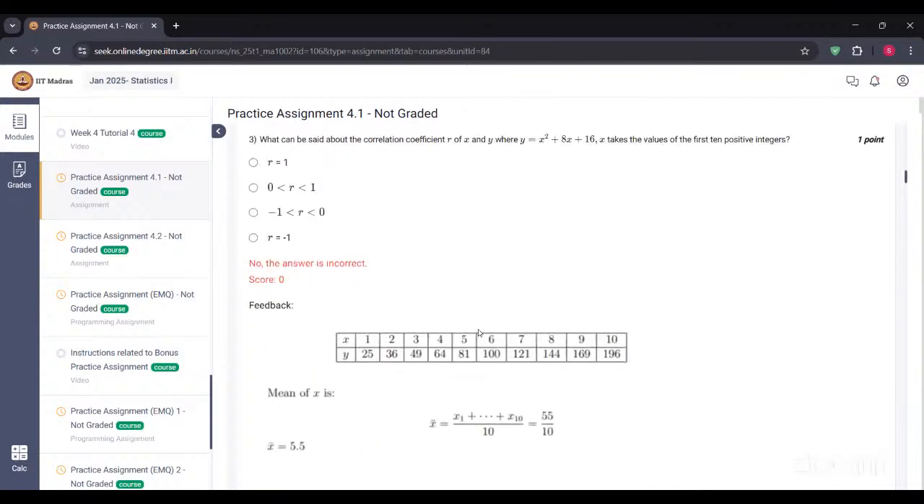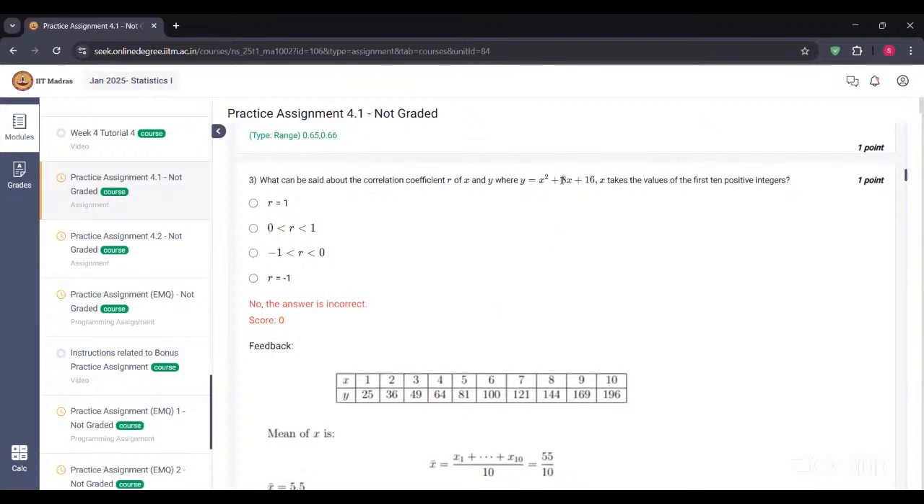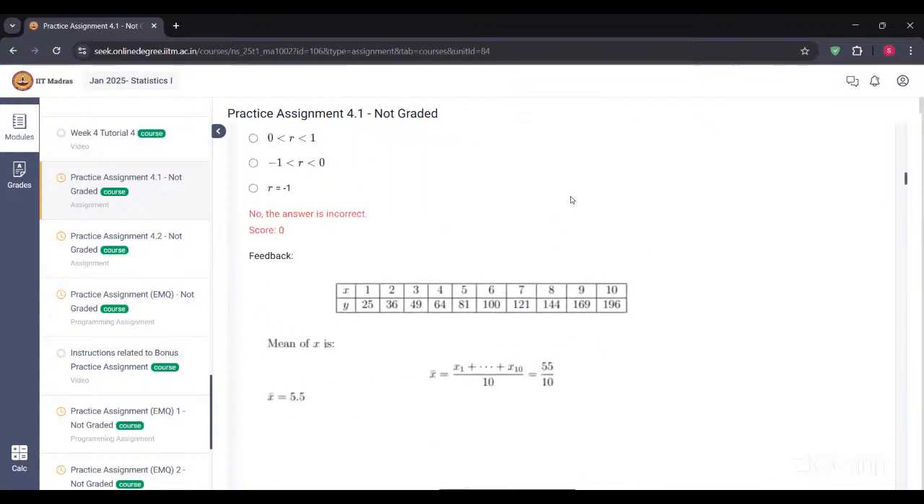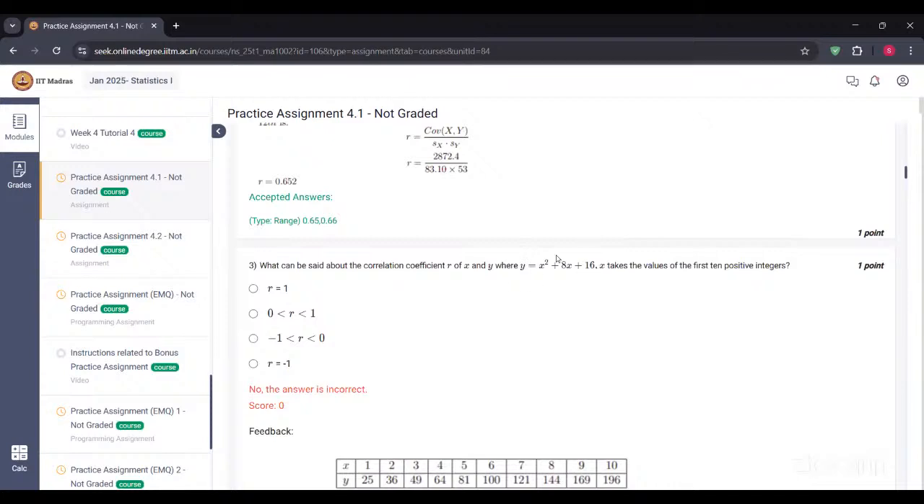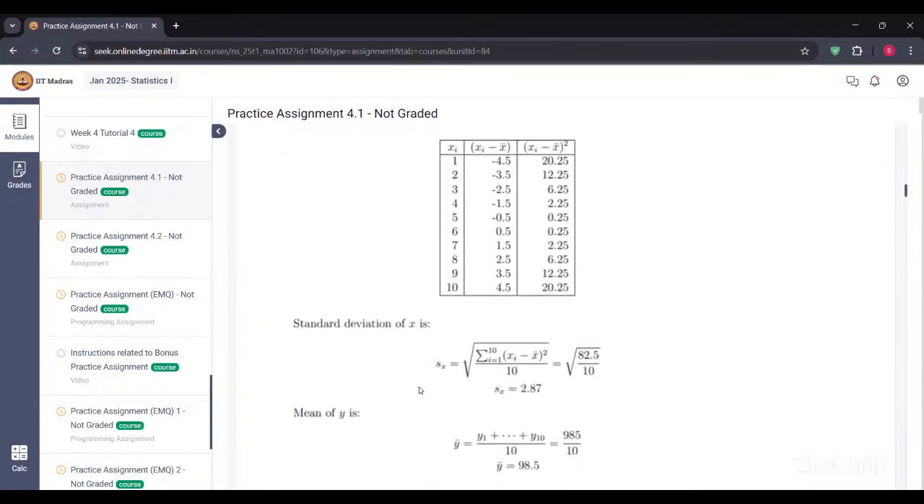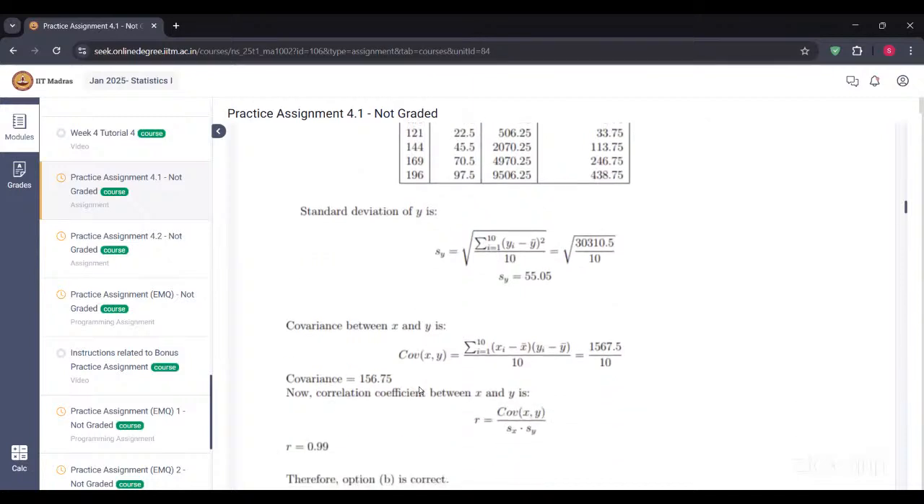So this is the R value that you were talking about in the previous problem. Yes, we have calculated the R. But in this question, we have not been given the table, like what values X is taking and what values Y is taking. So first of all, in this question, we made the table, then we calculated the correlation coefficient.